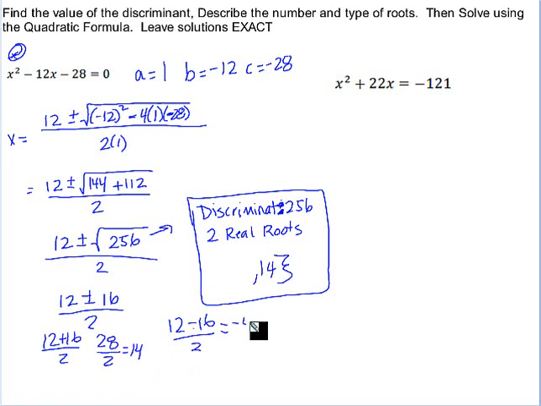12 minus 16 is negative 4, and negative 4 divided by 2 is negative 2. So that's our other solution. So there we solved that first one using the quadratic formula.